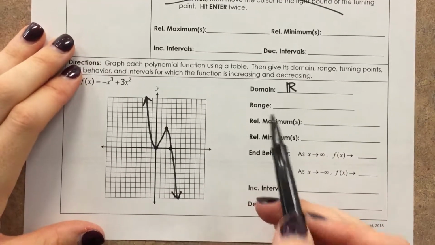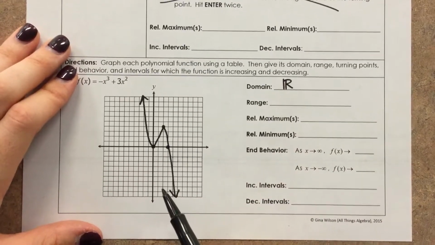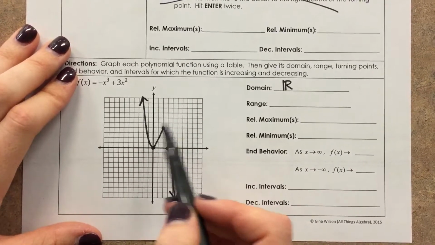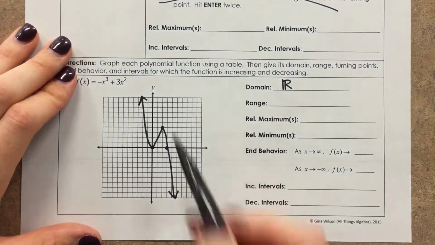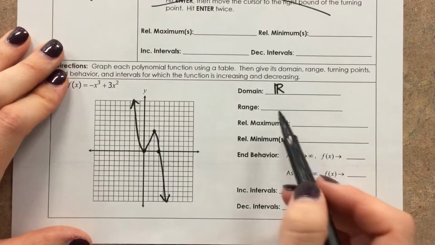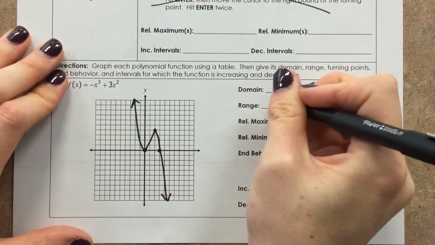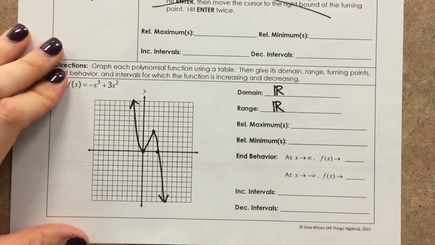The range is the y values, so you want to look up and down. We did this with absolute value already in the last unit and with quadratics. So you want to look, is there a maximum point? Is there a minimum point? This arrow keeps going up forever. This arrow keeps going down forever. The y values never stop. So the y values are also going to be all reals. So that's the domain and range.